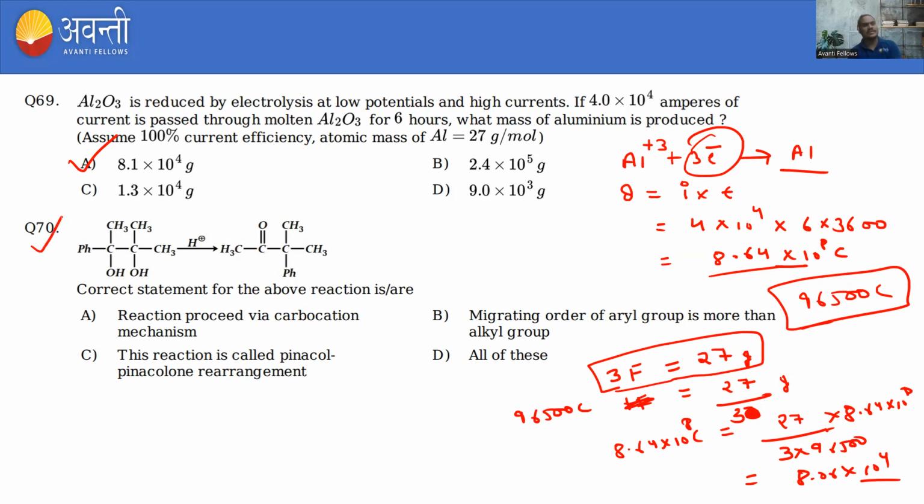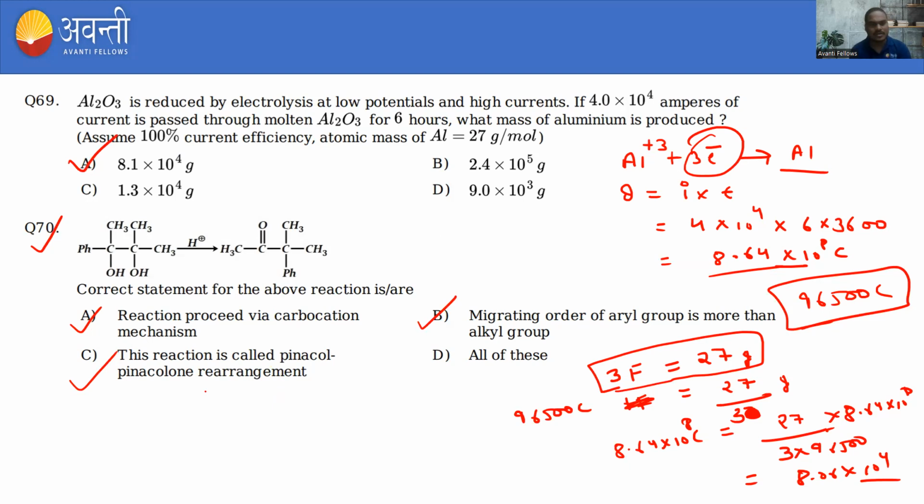That is question number 17. So we have phenyl, CH3, OH, CH3, and they react with H+ to form this. Now, the correct statement for the above reaction. Reaction proceeds via carbocation mechanism. Yes, it's absolutely true. This reaction proceeds via carbocation. Now, migrating order of aryl group is more than the alkyl group. This is also very much true, beta.